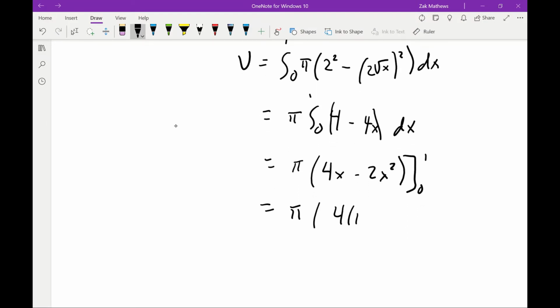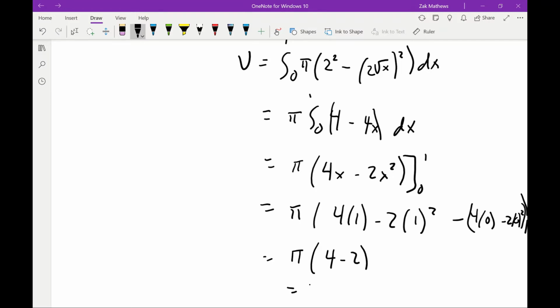So we have 4 times 1 minus 2 times 1 squared minus 4 times 0 minus 2 times 0 squared. Of course, that's just going to be 0 on the back end. So I'll have pi and 4 minus 2, which is just 2, so we get a volume of 2 pi. And that is our answer. That is it. We're done.